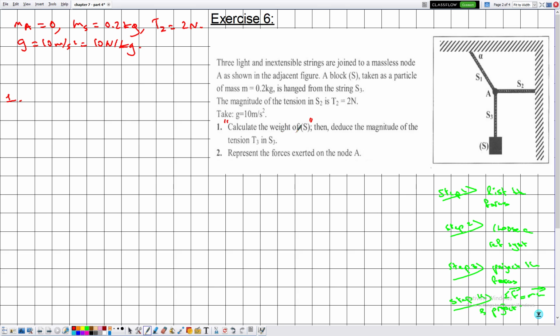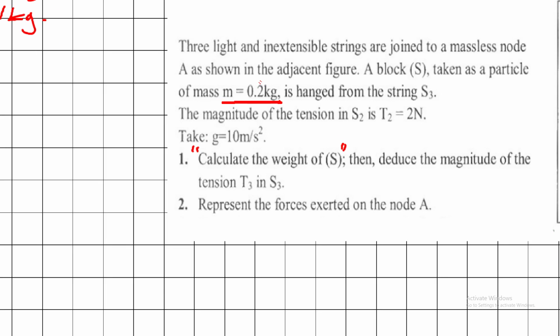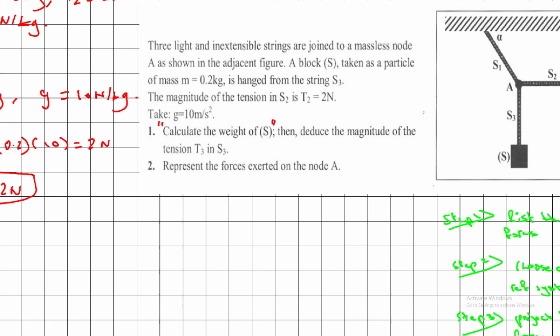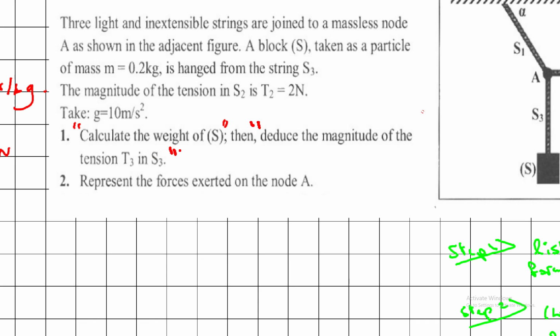So in order to calculate the weight of S, we can think about Newton's second law, but notice that in this case we have the mass, which is 0.2 kilograms, and the value of g is equal to 10 newtons per kilogram. And by calculate the weight, they are simply asking me about the magnitude. So W is equal to ms multiplied by g, which is equal to 0.2 multiplied by 10, which is equal to 2 newtons. So the value of W is equal to 2 newtons.